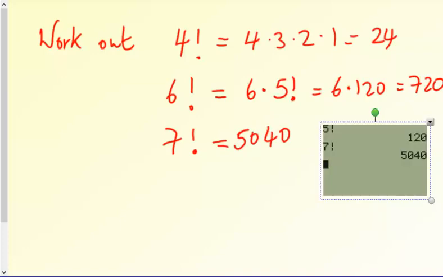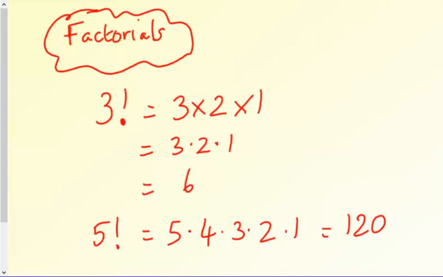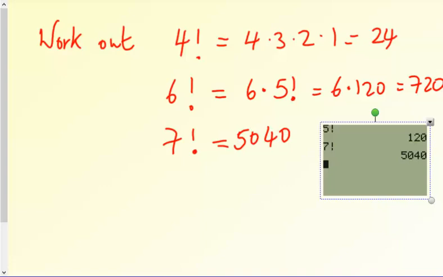Okay, welcome back. So 4 factorial is 24, 6 factorial you could write as 6 times by 5 factorial. The reason I do that is obviously because I've just worked out 5 factorial is 120, so that's 6 lots of 120, 720, and I've just done 7 factorial using the calculator, that's 5040.